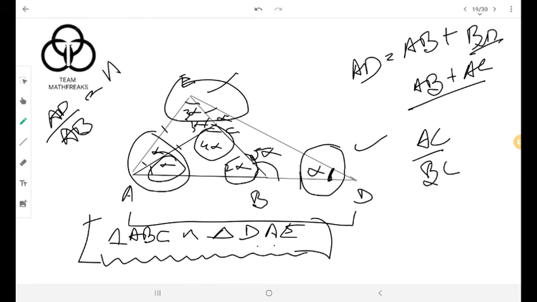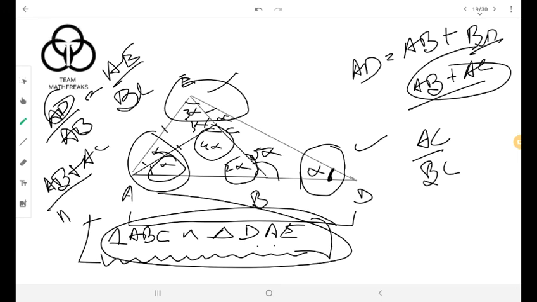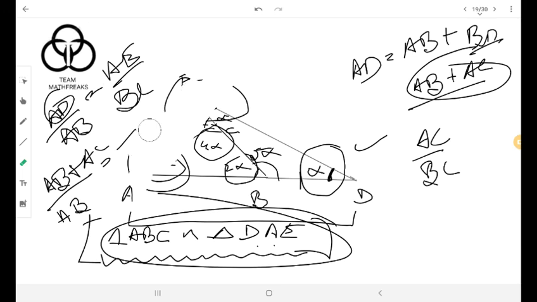Can you write it as A over BC from this similarity criteria? That is, AD is what? AB plus AC. AB equals to what? Equals to what is coming? A is what?